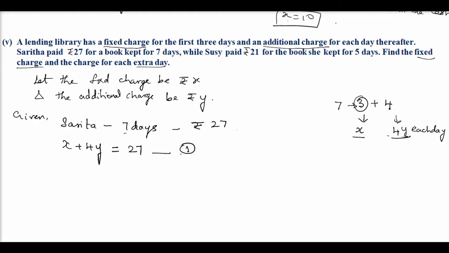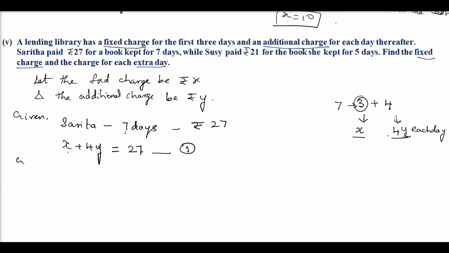Hope you understand the first equation. X is the fixed charge for 3 days, and in 7 days, when you have the fixed charge for 3 days, the additional charges will be for the remaining 4 days. For the remaining 4 days, the additional charge per day is Y rupees. So the additional charge for 4 days is 4Y. So that amounts to 27 rupees.